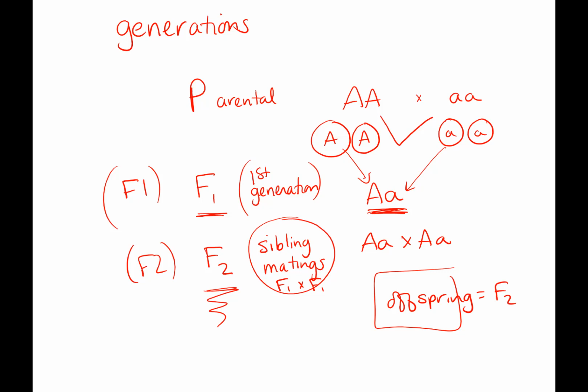You've got parental, which is the mating of the parents, which produces the F1. You interbreed F1, and you get the F2. So that is how it's always called. So if you're asked for the F2 generation, that means you have to figure out what the F1s are, and then you have to mate those organisms to produce the F2.